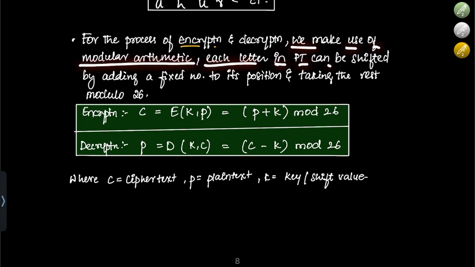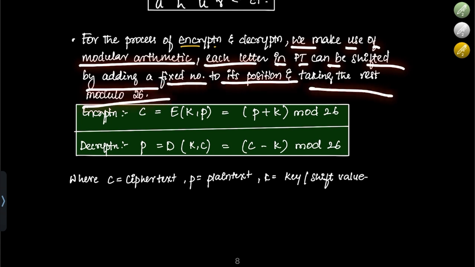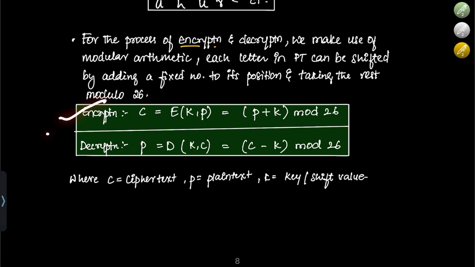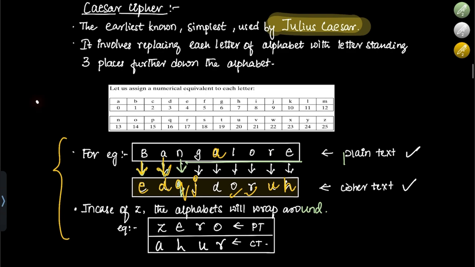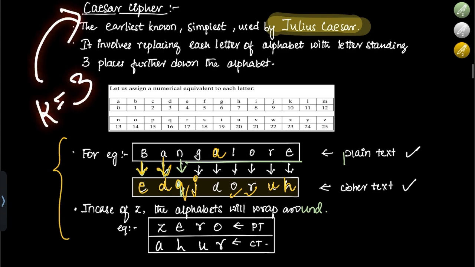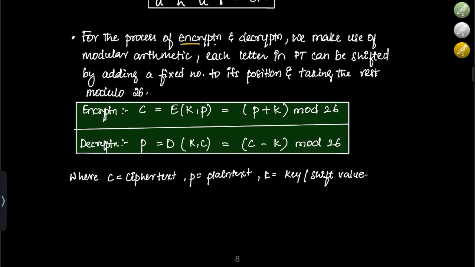Each letter in the plain text can be shifted by adding a fixed number to its position and taking the rest modulo 26. So for encryption, after encryption, what should we get? Cipher text. So C is equal to cipher text, which is equal to the encryption function, which includes K, that is the key or the shift value, and P is the plain text. K will tell how many positions to shift. Usually in case of Caesar cipher, K value is 3. So in order to get the cipher text, the formula is P plus K mod 26.